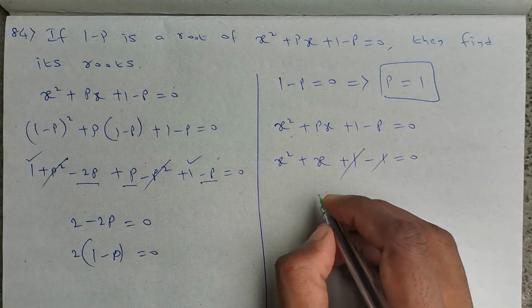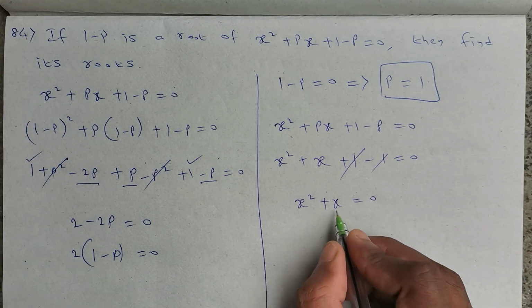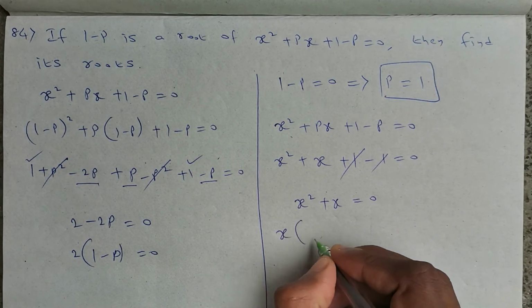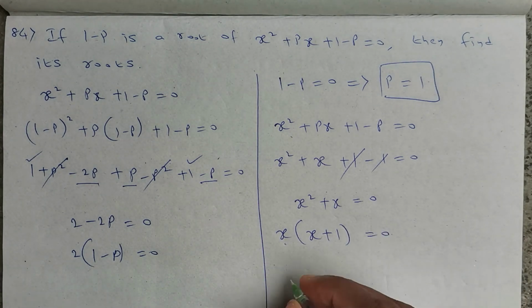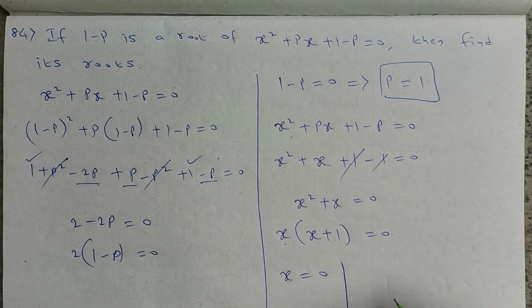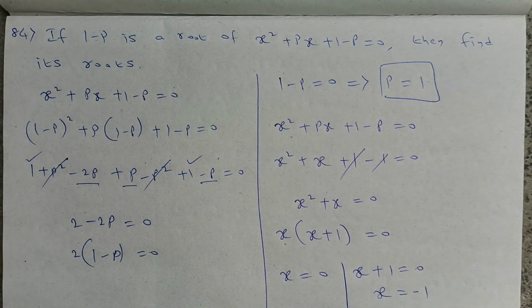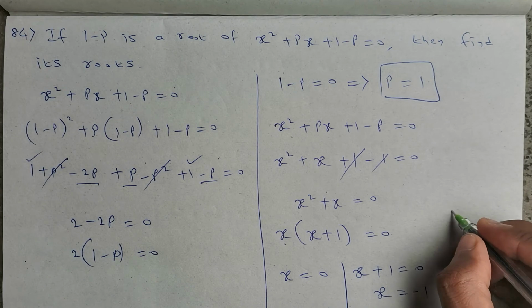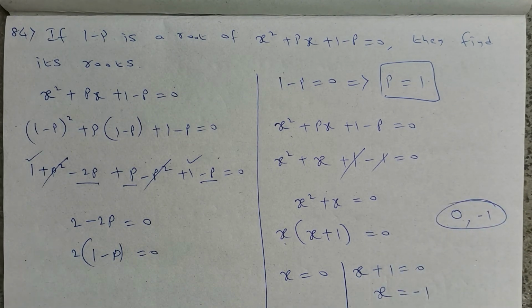Here plus 1 minus 1 both will cancel, so we remain with x square plus x is equal to 0. From this x square plus x I will take x common, remaining with x plus 1. So x is equal to 0 or else x plus 1 is equal to 0, so x is equal to minus 1. So the zeros are 0 and minus 1.